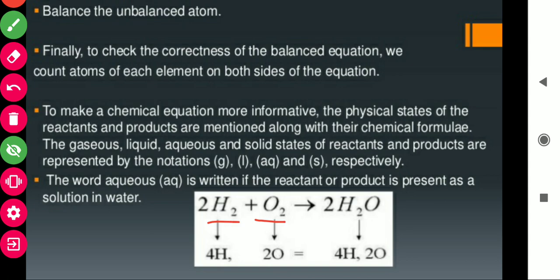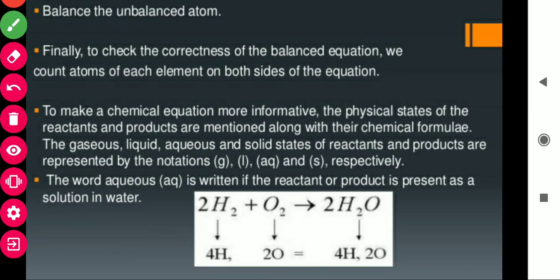Here one example is H2 plus O2 gives H2O. When we want to balance it, for balancing oxygen, we will write 2. What is the meaning of this 2? It means here 4 atoms of hydrogen and 2 atoms of oxygen are present. For balancing hydrogen, we will keep 2 here, and this is the balanced chemical equation. Now we count the number of atoms, which are the same at both sides, RHS as well as LHS. Hence it is a balanced chemical equation.